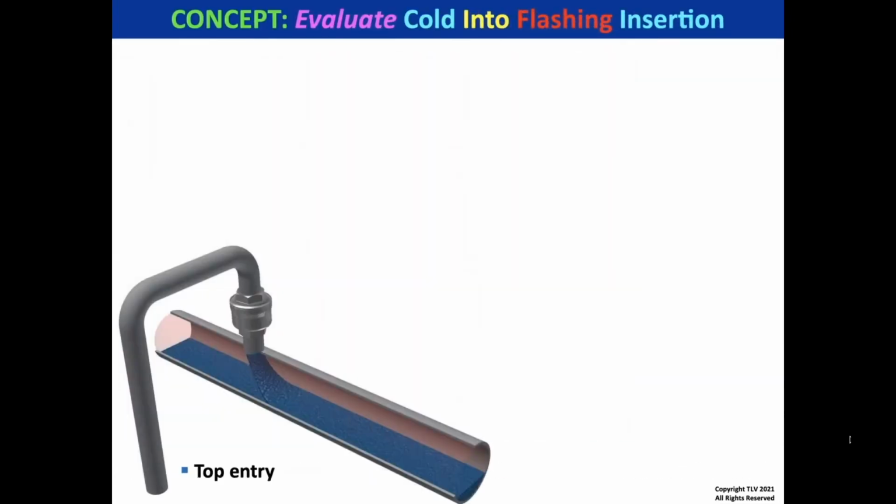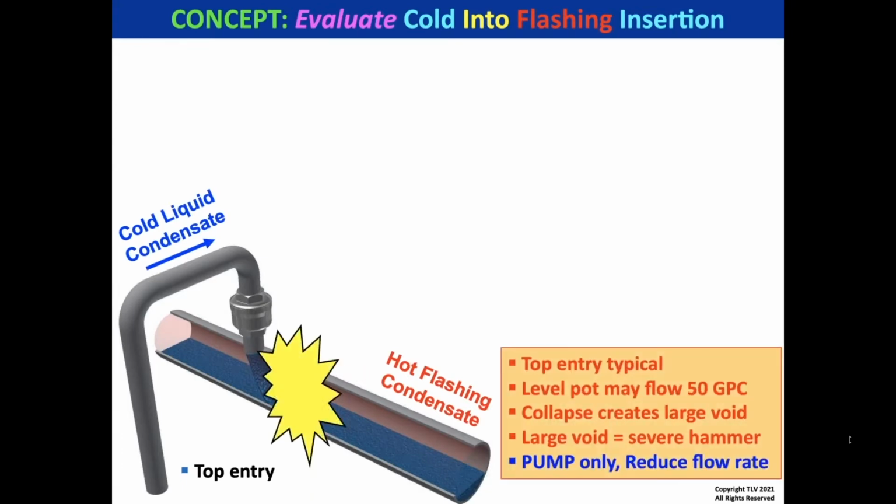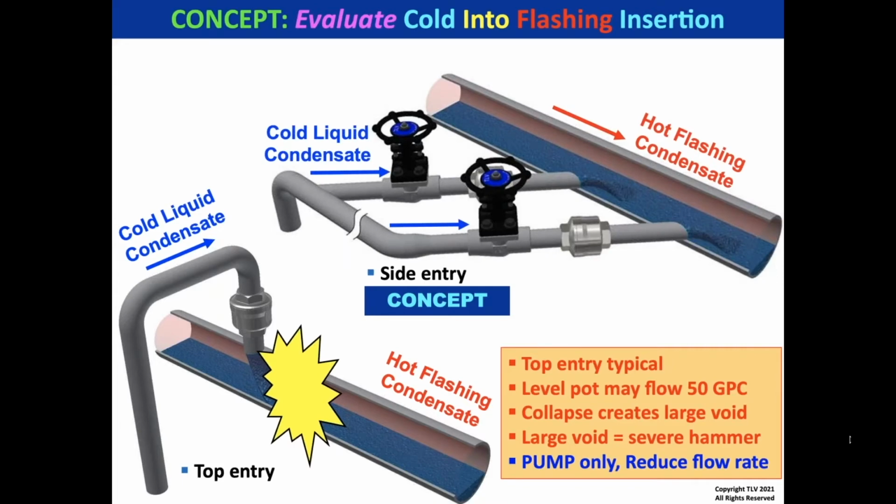So imagine if you try to add to that by putting in, you've got a hot flashing line and you put in a cold feed, and you get some collapse hammer going on there at the same time. It can create quite a problem with a top entry. So I came up with a concept instead of the top entry, and that is a side entry concept.